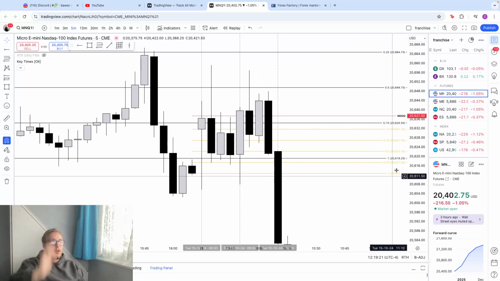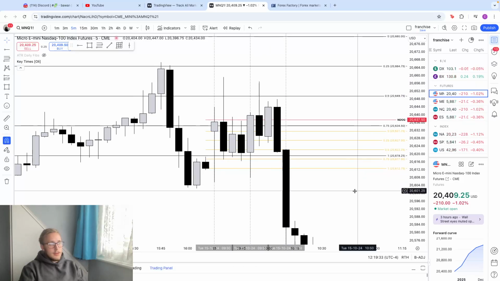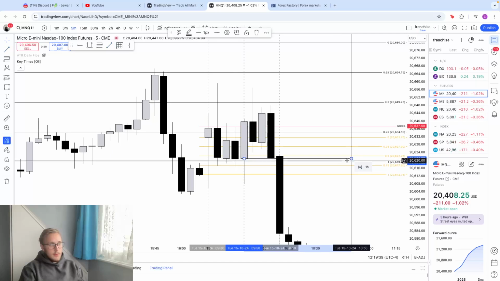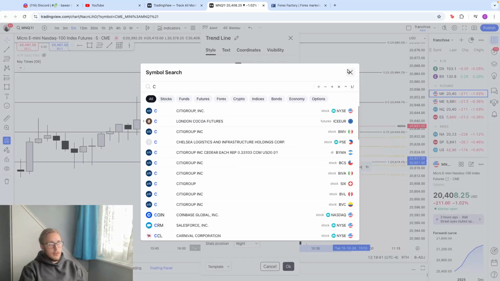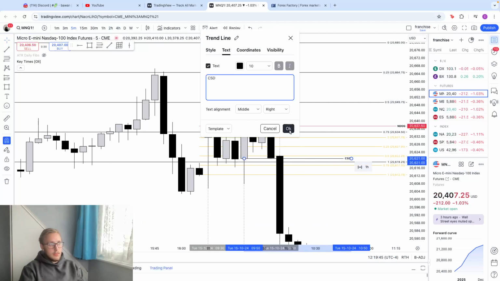So we will mark our CSD now. In this example, this was the last up close candle before we reached into this key level. So for me, that would have been my CSD candle right there on the 5 minute. So we mark that.